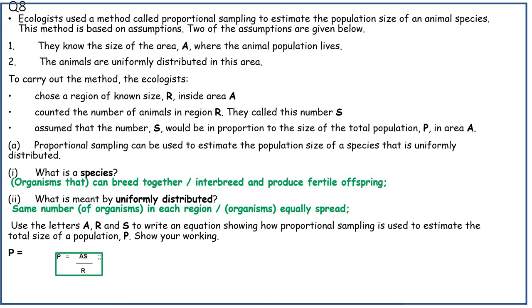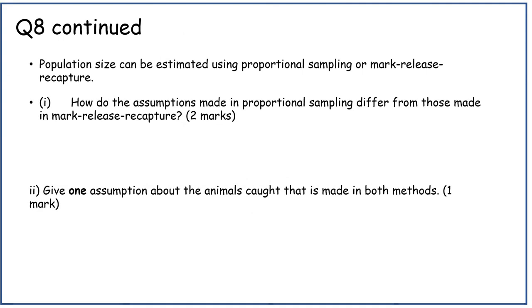So P equals AS. So A is the area. S is the number of animals in region R divided by the area of region R. Population size can be estimated using proportional sampling or marked release recapture.